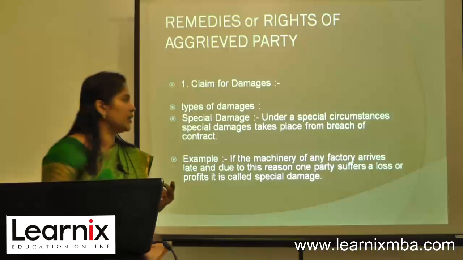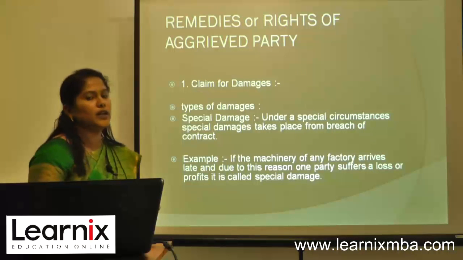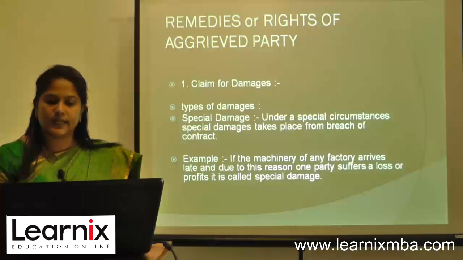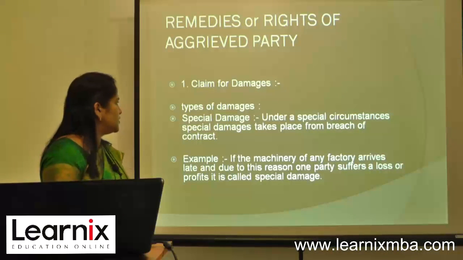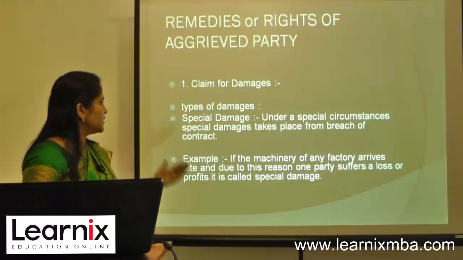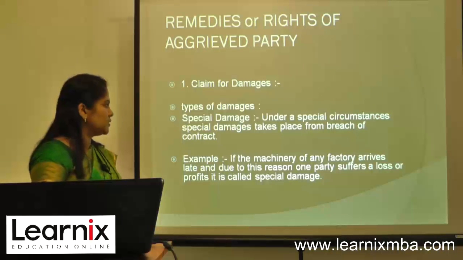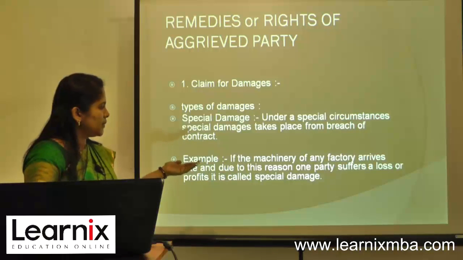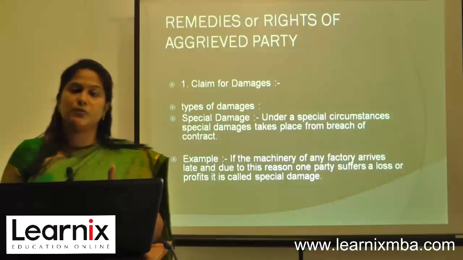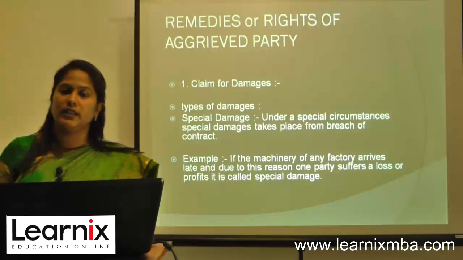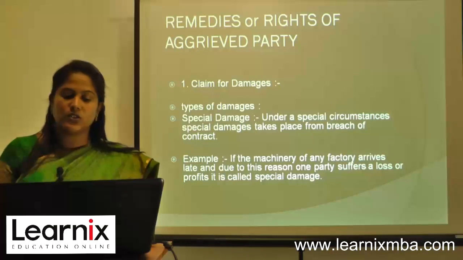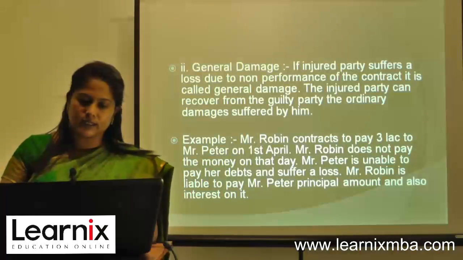Remedies or rights of aggrieved party when breach comes. One and the foremost one is to claim damages for whatever losses he had incurred. There are different types of damages. For example, special damage, wherein under special circumstances, special damages take place from breach of contract. For example, a machinery of a factory arrives very late. So there might be a cost of production which is incurring in that, or the materials which arrive, the plant has to be shut down for some period. In such cases, special damages arises.